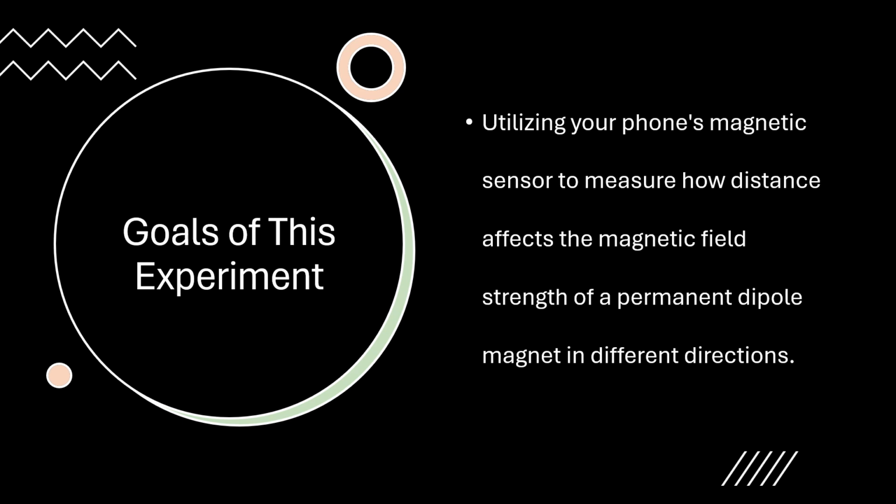The goal of this experiment was to determine the magnetic field strength of the permanent magnet and the distance dependence of the magnetic field due to a small bar magnet. To accomplish this goal, we utilized our phone's magnetic sensor to measure how distance affects the strength of that magnetic field. To see this, we set up our phone with Firefox to assist us in determining the variables that were needed.